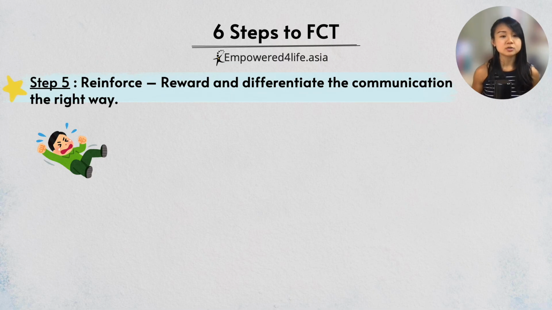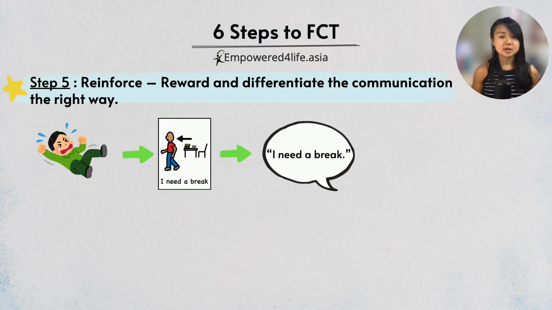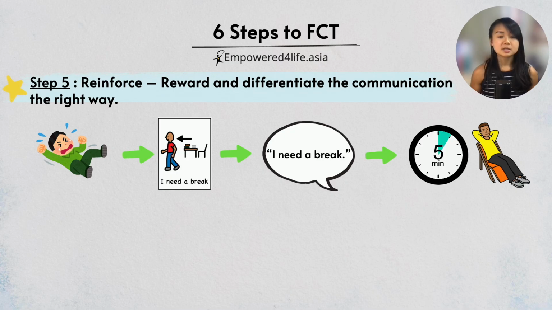Your child starts to use challenging behavior to communicate. Then you prompt with, I need break, cut. And then your child perhaps says, I need a break. Or let's say he taps on his AAC device, I need a break. This is when you can give a smaller reinforcement. So you can say, okay, you can go for a 5 minutes break. Then you set a timer for them.